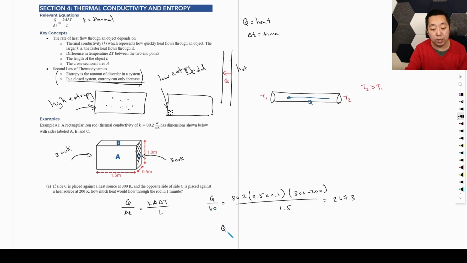That's over 60, so we've got to multiply by 60. 60 times that, and I get 16,040 joules. Okay.